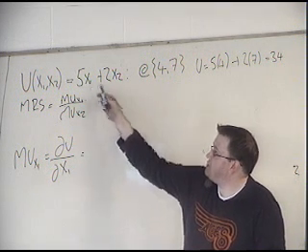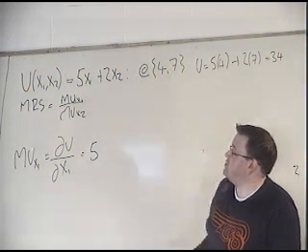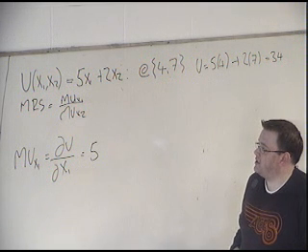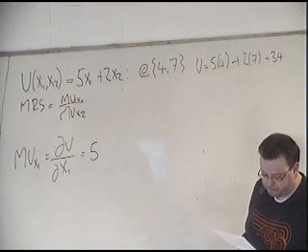So that gives us, differentiating with respect to x1, 5x1 just gives us 5, and 2x2, well, that's just a constant with respect to x1, so we get nothing. So the marginal utility of x1 is equal to 5.